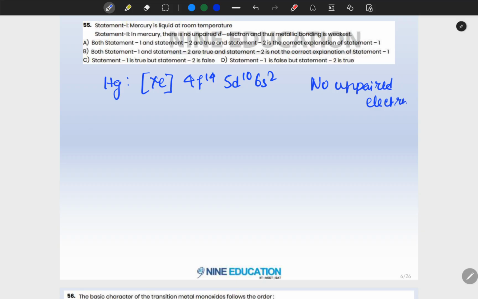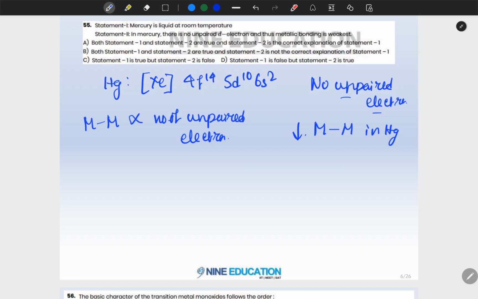We also know the extent of metal-metal bonding is directly proportional to the number of unpaired electrons, right? Since there are no unpaired electrons, I can easily conclude that the extent of metal-metal bonding in mercury is very much less. So that's why the force of attraction between the metal atoms will also be less.